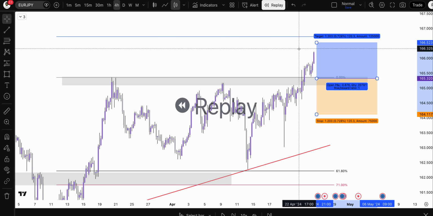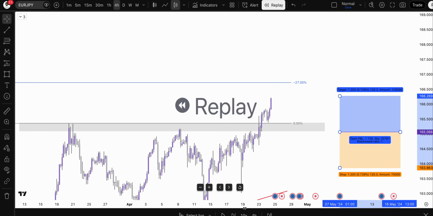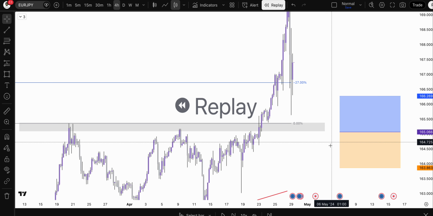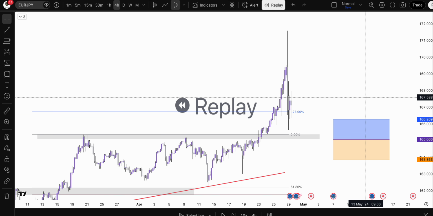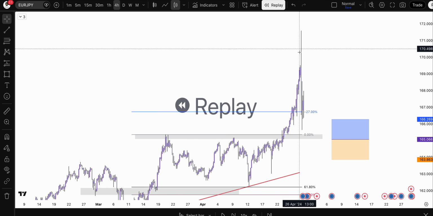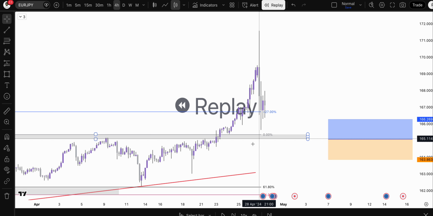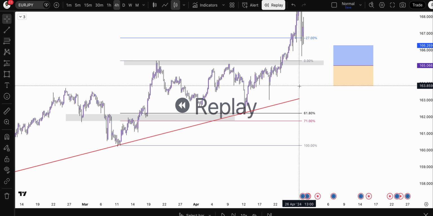Okay, so let's see if we can get a little bit of a retest here. Maybe this right here was our retest, but unfortunately with the replay tool it happened a bit too quick. Okay, perfect. So market just went up, made a new higher high, and now we're expecting market to come down and give us a new higher low.